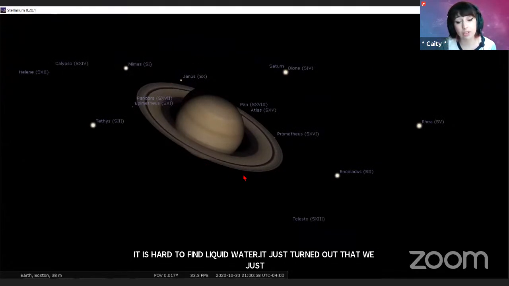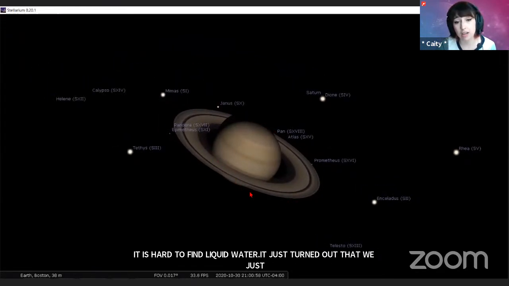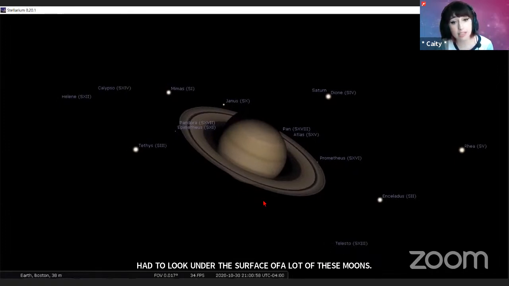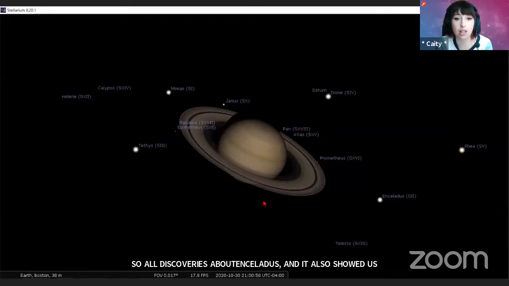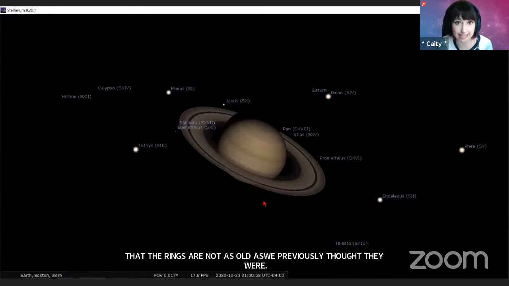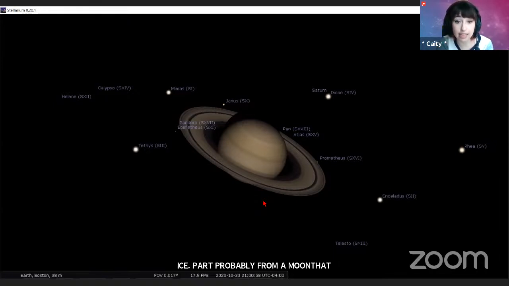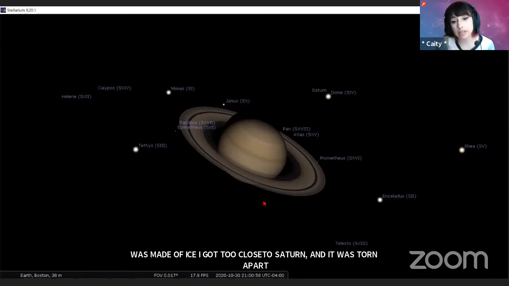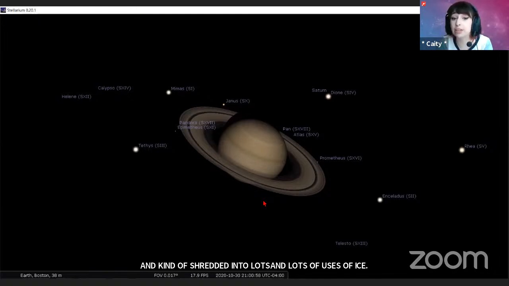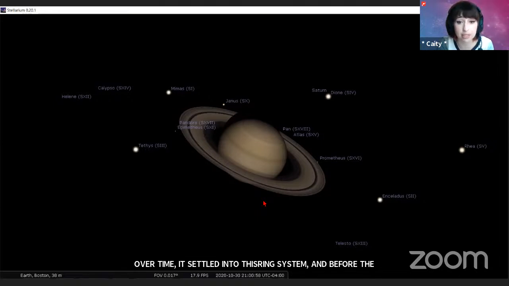It also showed us that the rings are not as old as we previously thought they were. Saturn's ring system is composed of lots and lots of pieces of ice, probably from a moon that was made of ice that got too close to Saturn, and it was torn apart and shredded into lots and lots of pieces of ice. Over time, they settled into this ring system. And before the Cassini mission, astronomers thought that these rings had been there for billions of years, maybe even since Saturn formed 4.5 billion years ago.